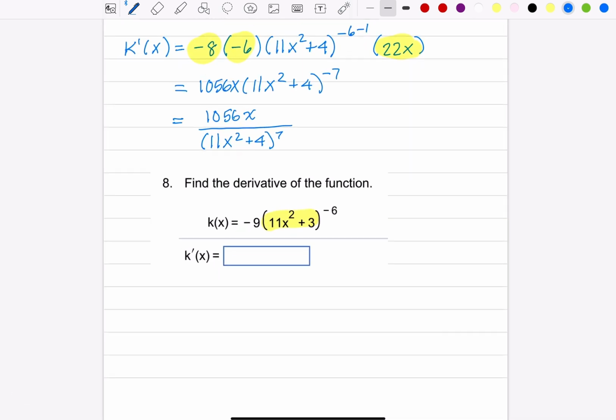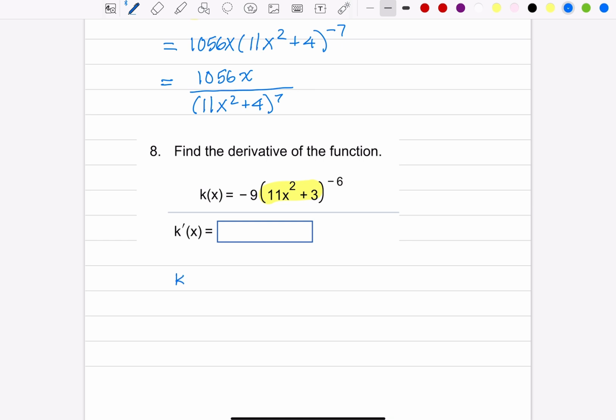All right, let's repeat the process for this one. So we're going to go k prime of x is the negative 9 is a coefficient, it stays there, times the exponent, times the base, to negative 6 minus 1, negative 7, derivative of the base, 22x. So that's going to be 9 times 6 times 22. And just do that on your calculator. That's 1188. Don't forget the x. And all of that will be over that base, 11x squared plus 3 to the 7th.